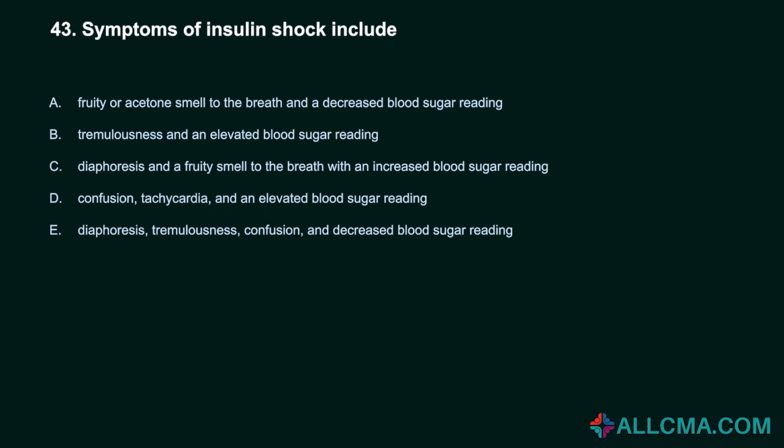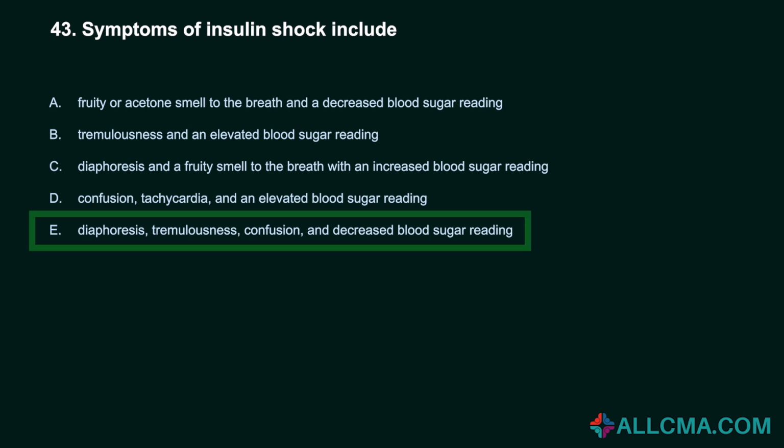43. Symptoms of insulin shock include: A. Fruity or acetone smell to the breath and a decreased blood sugar reading. B. Tremulousness and an elevated blood sugar reading. C. Diaphoresis and a fruity smell to the breath with an increased blood sugar reading. D. Confusion, tachycardia, and an elevated blood sugar reading. E. Diaphoresis, tremulousness, confusion, and decreased blood sugar reading.